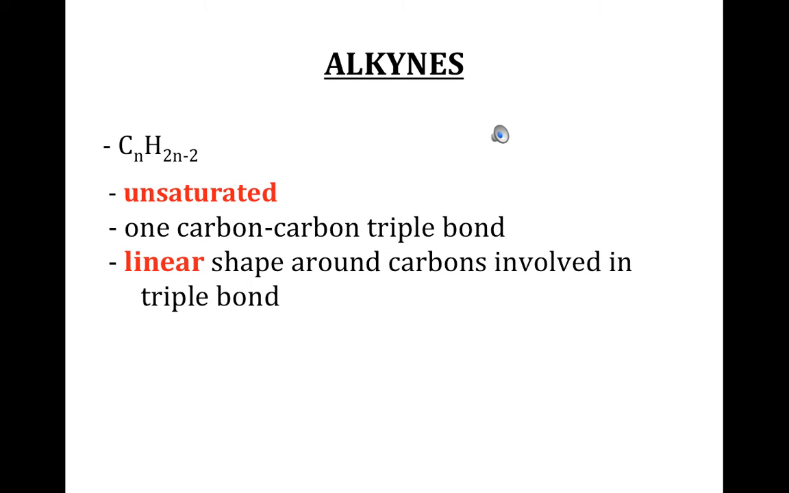Like alkenes, these are unsaturated. They have room for more hydrogens. And we have to remember we're going to end up with this wonderful AX2 shape, which is linear. So around a carbon-carbon triple bond, it's always going to be linear. We love alkynes. They're just like alkanes.